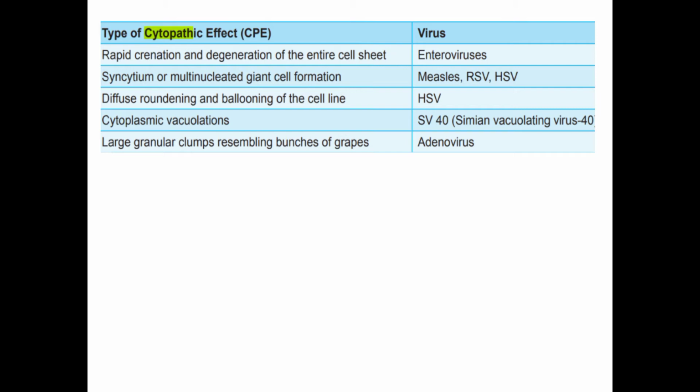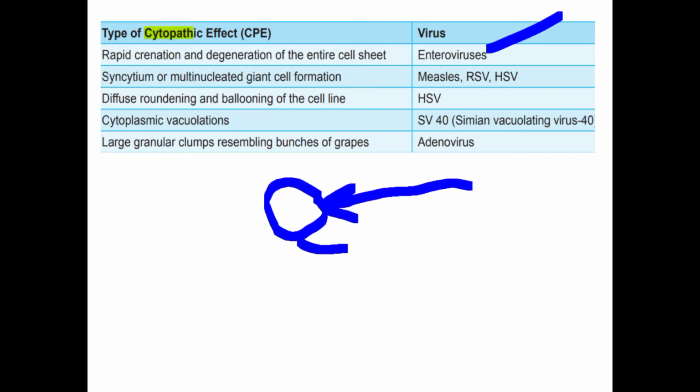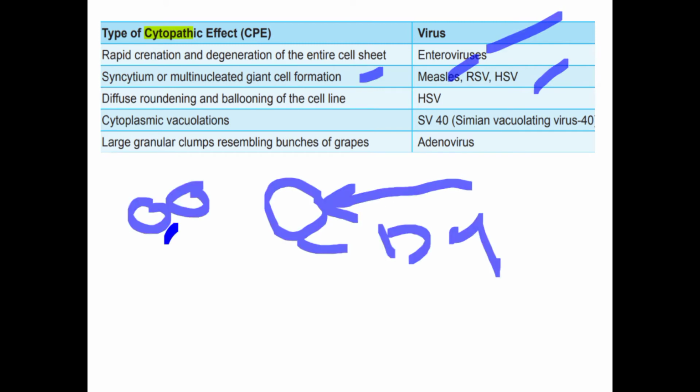Now, types of cytopathic effect. What do enteroviruses do? Enteroviruses cause the degeneration of the entire cell sheet. Suppose this is the cell; when affected by a virus, it will degenerate. Measles virus, respiratory syncytial virus, and herpes simplex virus, what do they do? They form giant cells. They fuse all the cells together and form syncytia.